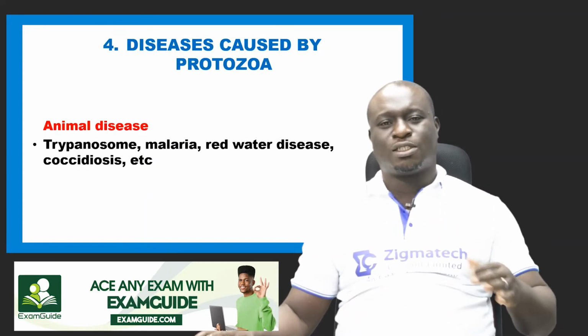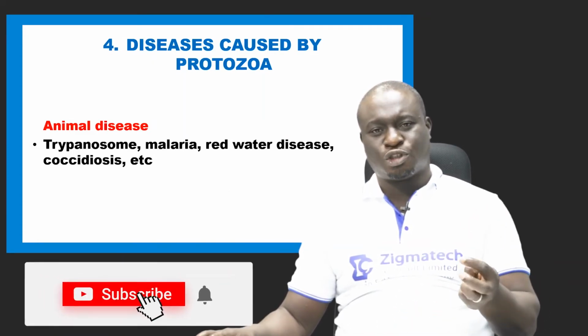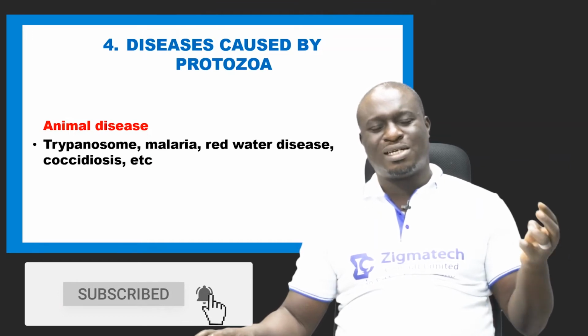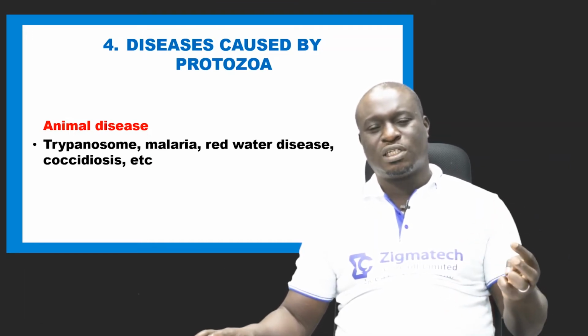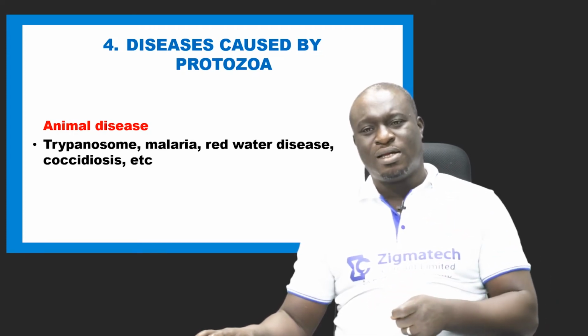Now, we're going to be looking at only animal diseases caused by protozoa. An example is the trypanosome. We've talked about this before. We said the tsetse fly is a vector, but trypanosome is a protozoa.